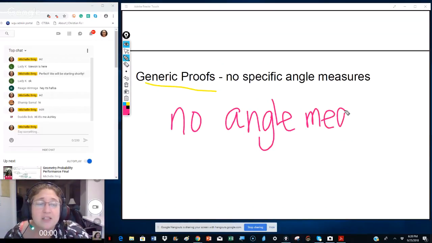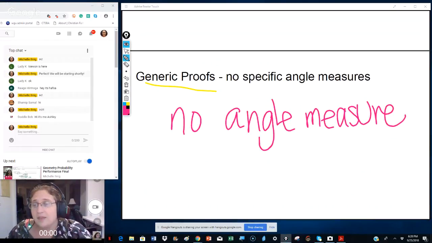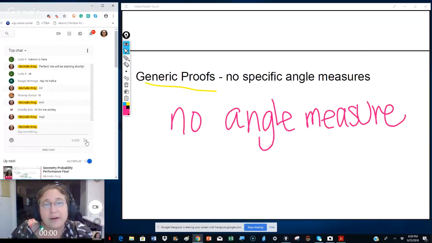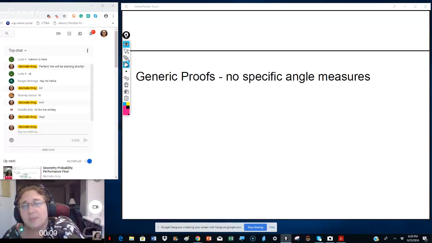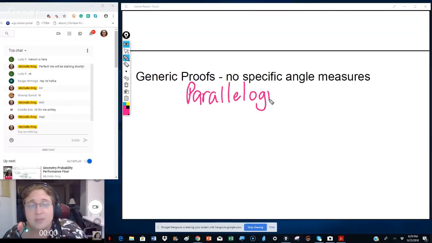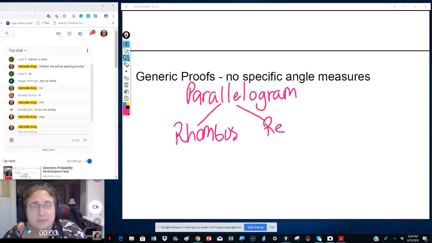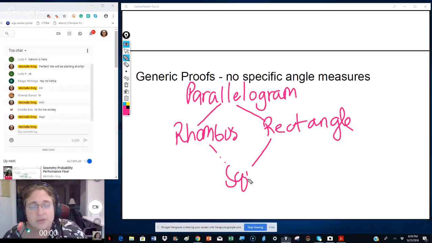Now if we're looking at a specific problem, then that's different, okay? But if we are dealing with a generic proof, as long as there are no angle measures, we're fine. So for example, a parallelogram, you don't know this yet, but you'll learn that a parallelogram can be broken into a rhombus or a rectangle. And it can also be broken into a square.